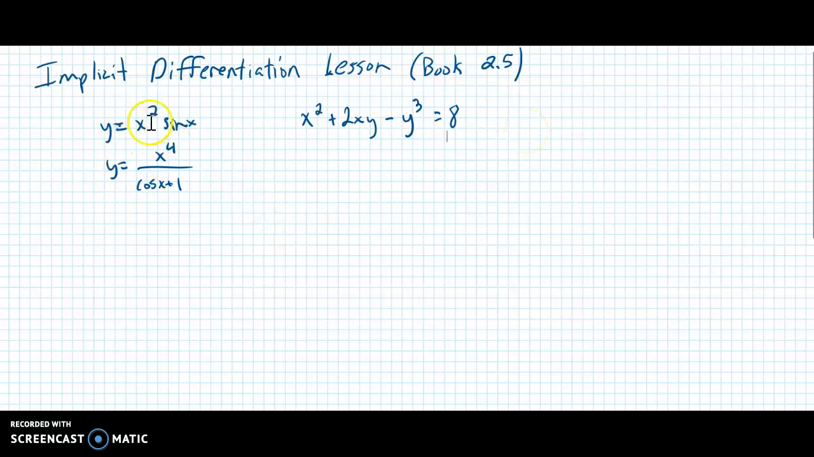You guys know how to take the derivatives of these kinds of equations, but we don't yet know how to take the derivative of this. Well, you might actually be able to figure it out. It's really just a little bit of chain rule.